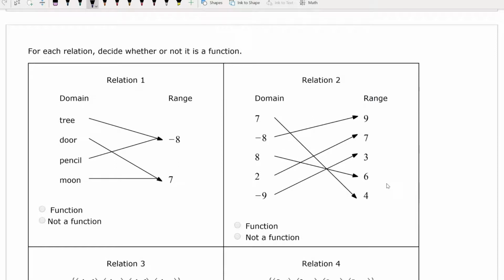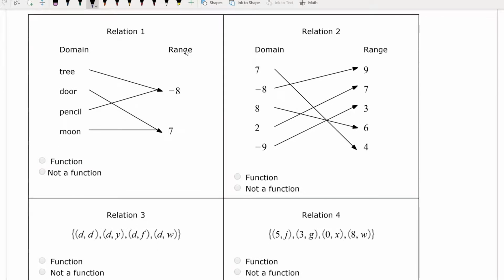Number 3. For each relation, decide whether or not it is a function. So we talked about this one before. I want you to treat domain like people and range like places. Okay, one person cannot be at 2 places at the same time. However, multiple people can go to the same place at the same time.